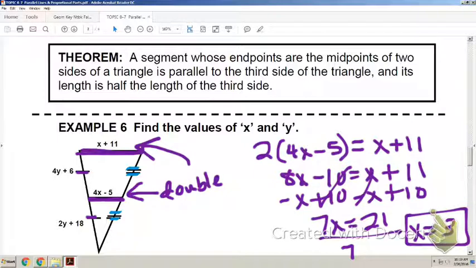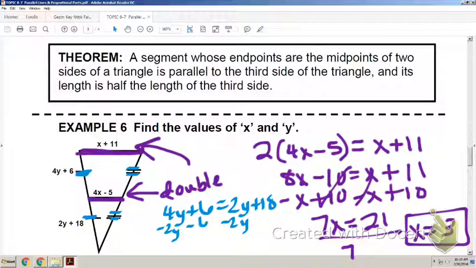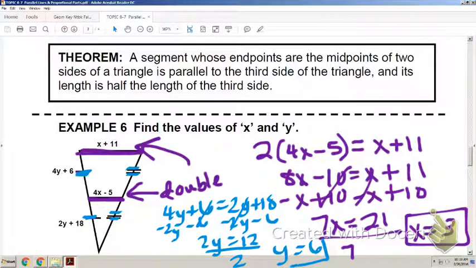Now for y, we already know over here those segments are congruent to each other. So we can just take 4y plus 6 and set it equal to 2y plus 18. And then I'll just subtract 2y from both sides, subtract 6 from both sides. So 2y equals 12, divide by 2, and y equals 6.